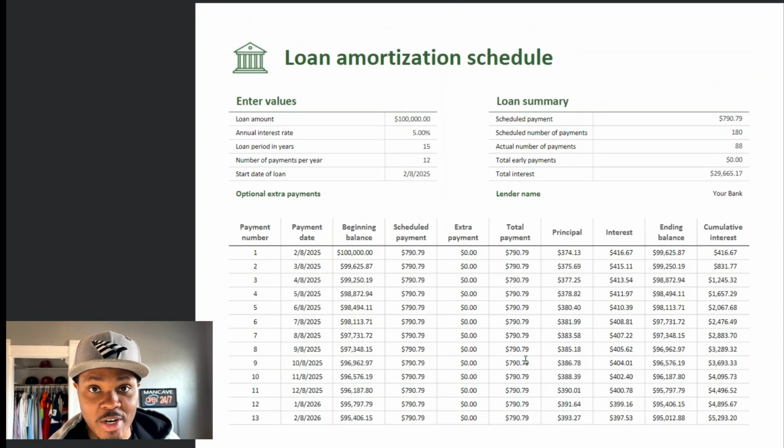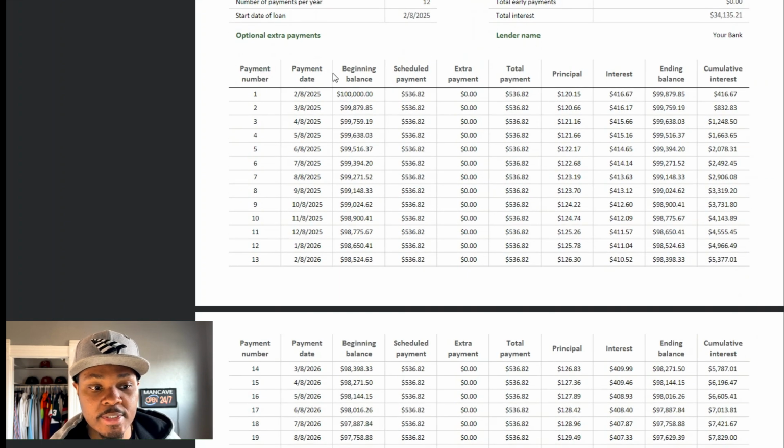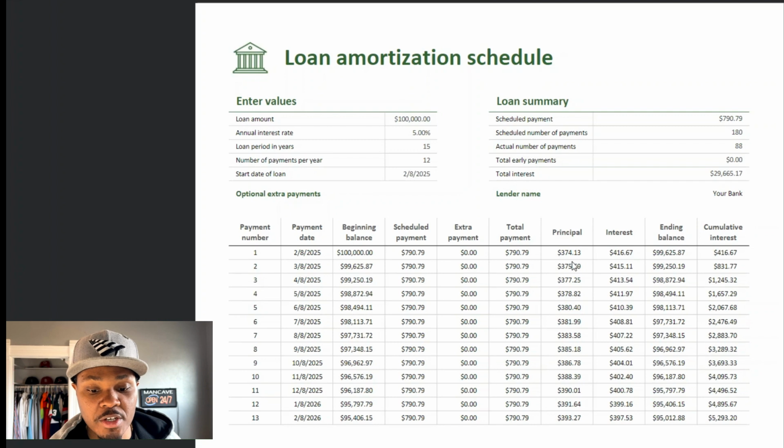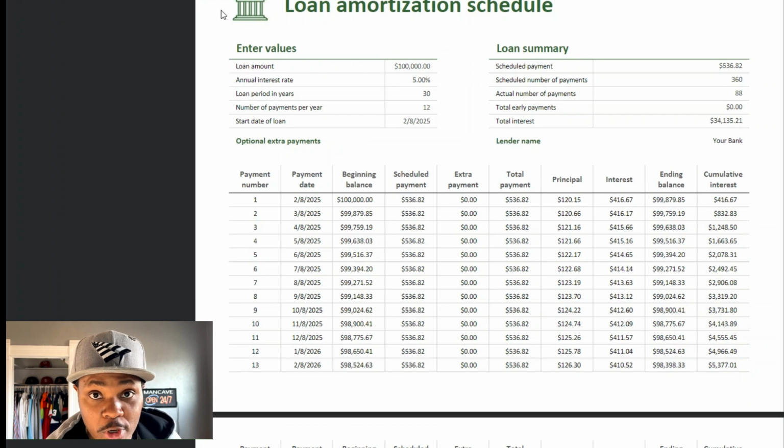The lower the interest rate, the better deal you can get. All right. The lower the interest rate, the more is going towards the mortgage as opposed to just interest. So if you had a 30 year, only 120 is going towards the principal, as opposed to a 15-year where 300 is going towards the principal. So the longer the mortgage, the less is going towards the principal and more is going towards interest.